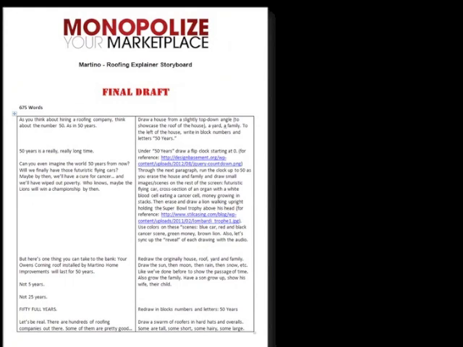Futuristic flying car, cross-section of an organ with a white blood cell eating a cancer cell, money growing in stacks, then erase and draw a lion walking upright holding a trophy above his head. Use the colors on these scenes: blue car, red and black cancer scene, green money, brown lion, and let's sync up the reveal of each drawing with the audio.